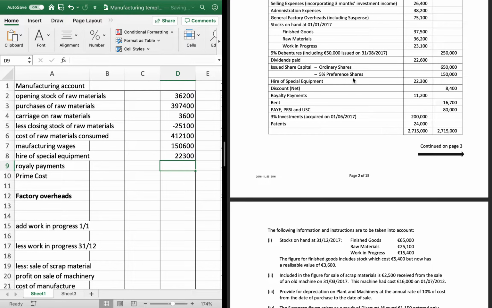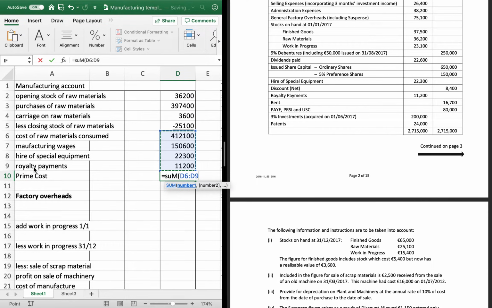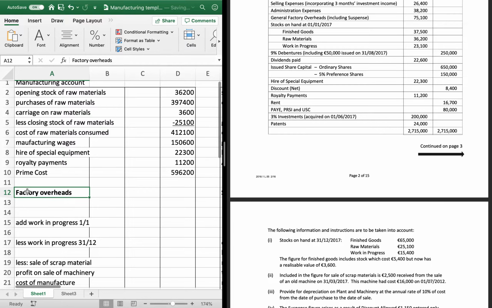Now, I'm not sure. I must check the American scheme and see if you put the royalty payments in as an overhead, would you lose out on many marks? But we'll have a check in a minute. So we add those together. So we're adding from the cost of raw materials, add on your three direct costs, and that'll give you a prime cost of 596,200.